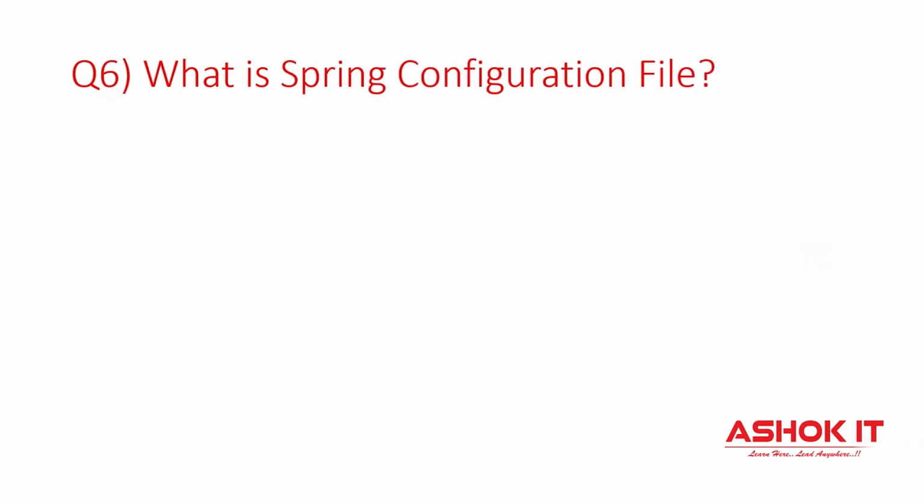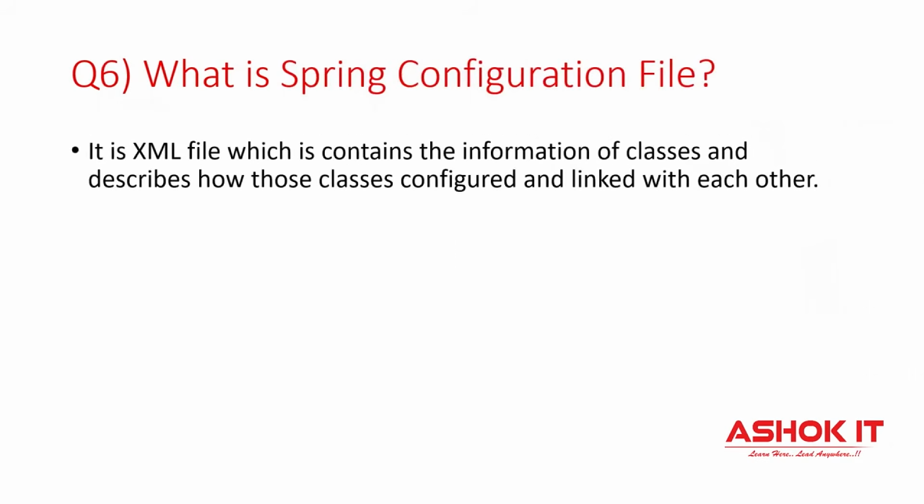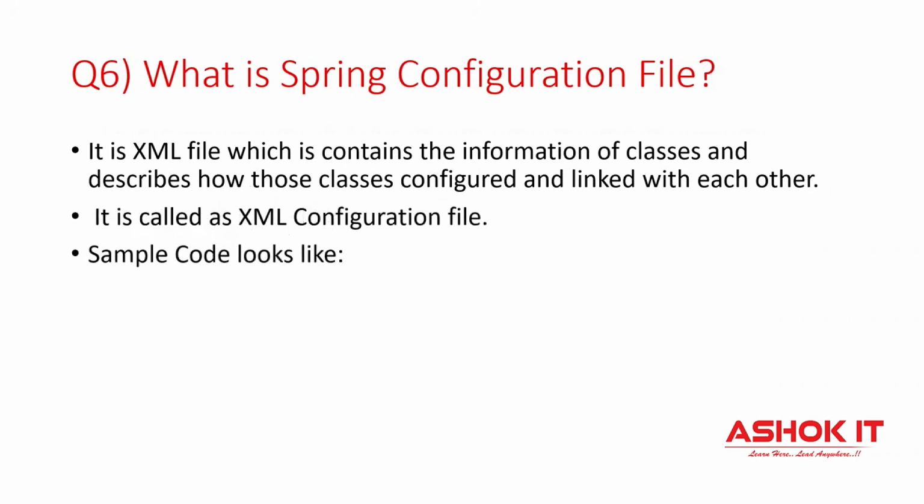Question number 6. What is a Spring configuration file? If I want to tell the container to create the object, we need to give information like what is the class name, what is the object name, how many classes are there, how many objects are required. Everything we need to write in an XML file. That XML file is going to provide entire information and their links. That's actually called a configuration file. This is also called an XML configuration file.